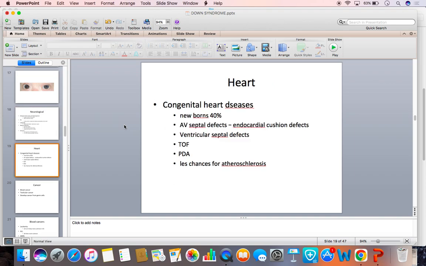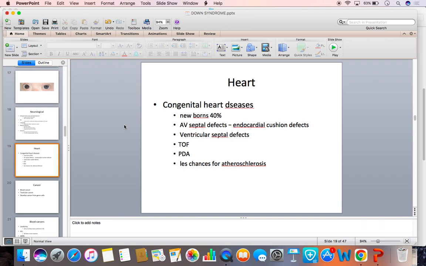Then coming to cardiac anomalies. 40% of the newborns are diagnosed with congenital heart diseases. That is, in the newborn period you can identify 40% occurrence of congenital heart diseases. Few are lethal, few are non-lethal. There could be AV septal defects, endocardial cushion defects. This is the lethal one. Ventricular septal defects, they survive.